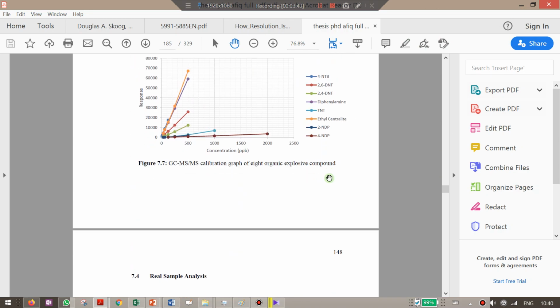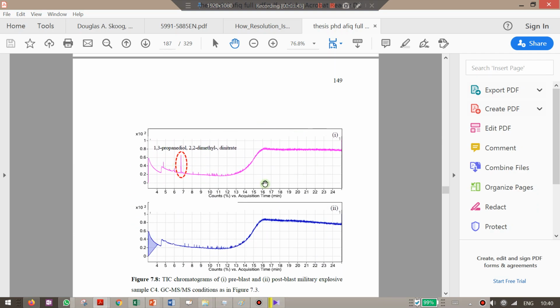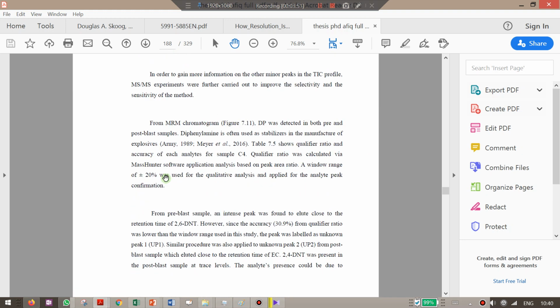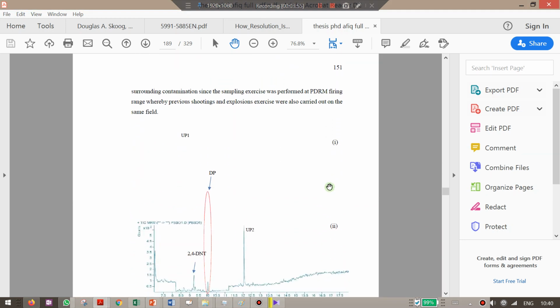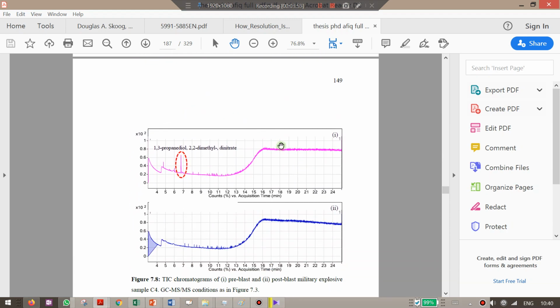Okay, I will give you guys an example. This is an example of when you run the real sample. When you run the real sample using the MS only, you will get a lot of noise because our sample is at a very trace level. When I compare HPLC and GC, GC can go to the PPB level for detection of explosives, but HPLC can go to the PPM level. So here we can see a lot of noise.